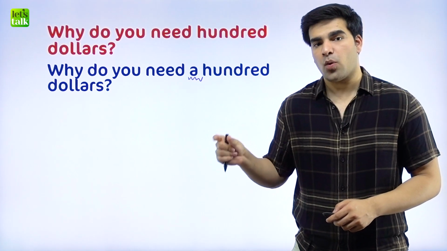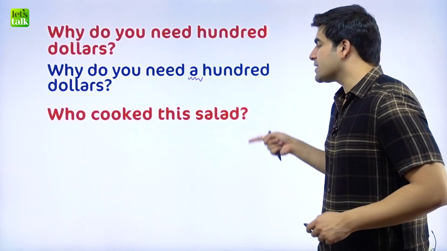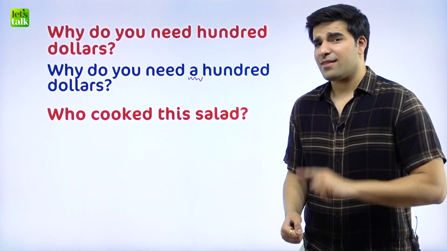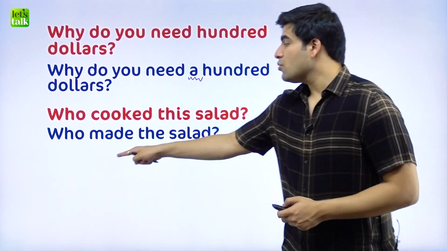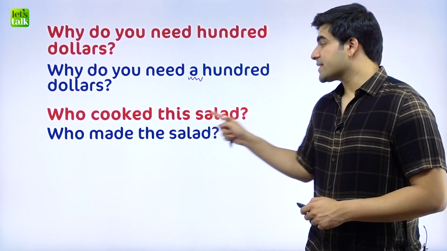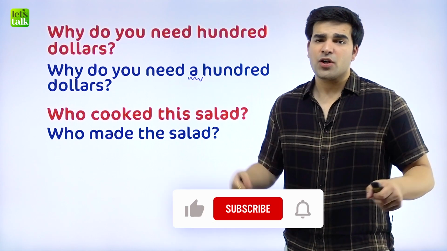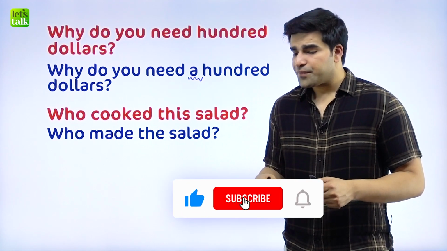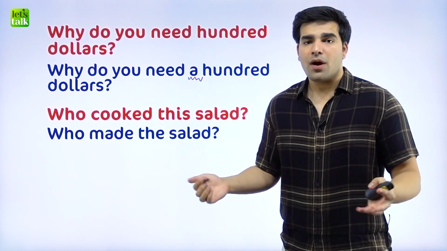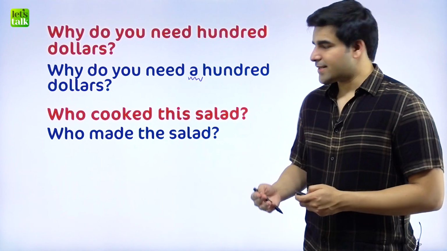So instead of saying one, we say $100. Next, who cooked this salad? You cook a salad? Or there's a different word for it. You say, who made the salad, not cooked the salad. A salad is never cooked, food is cooked. But a salad is often made because you're not basically burning it, or making a fondue out of it. You are just cutting it, chop, chop, chop, and mixing it all together. So that is making the salad.